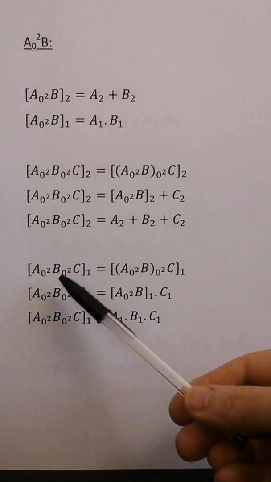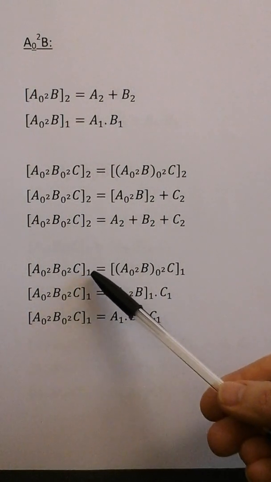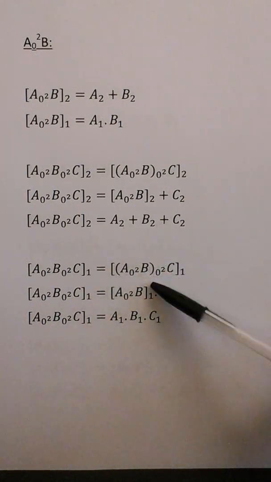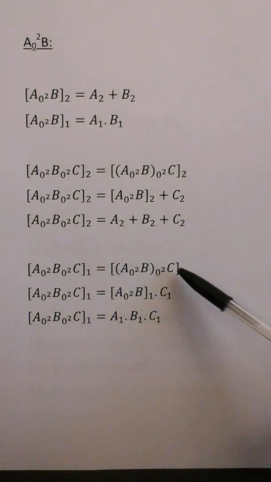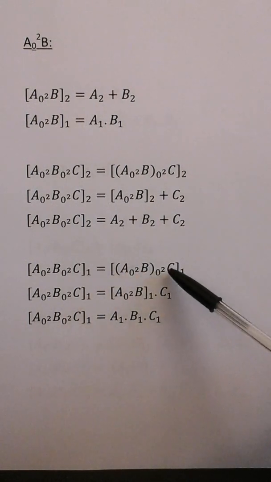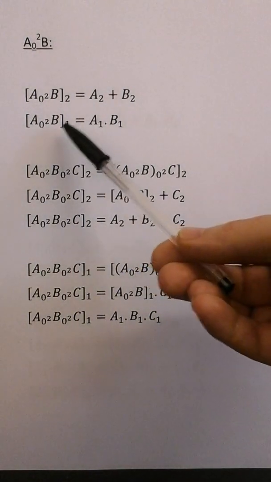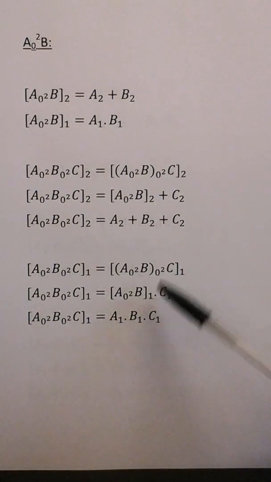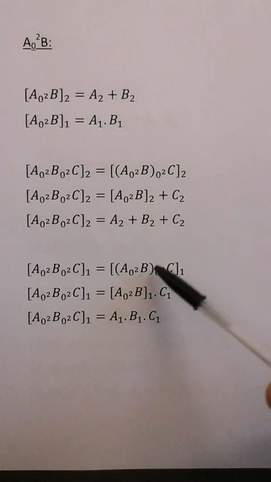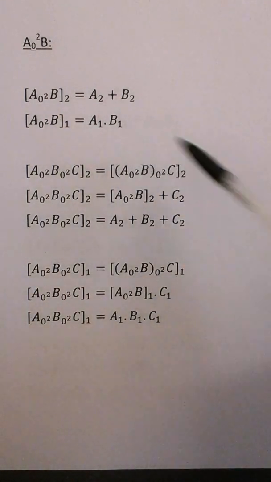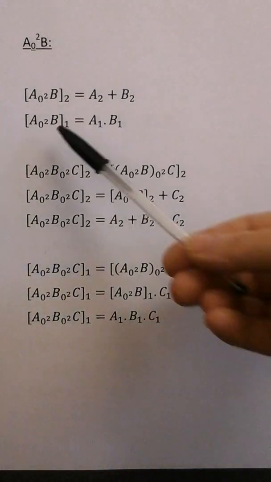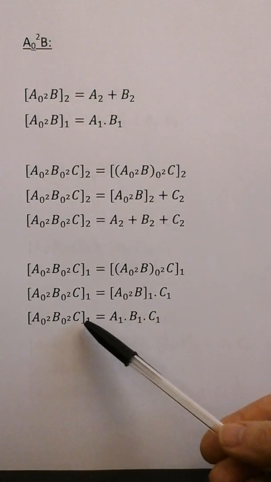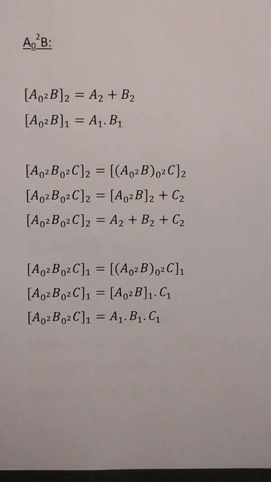Again, for A0 squared B0 squared C1, you use the associative law to lump this as one variable and this as two, so you're treating it as a two variable function. A0 squared B1 is A1 and B1. So that becomes A0 squared B1 and C1, treating this as A and this as B. A0 squared B1 is A1 and B1, and you substitute that in. You've got A0 squared B0 squared C1 equals A1 and B1 and C1.